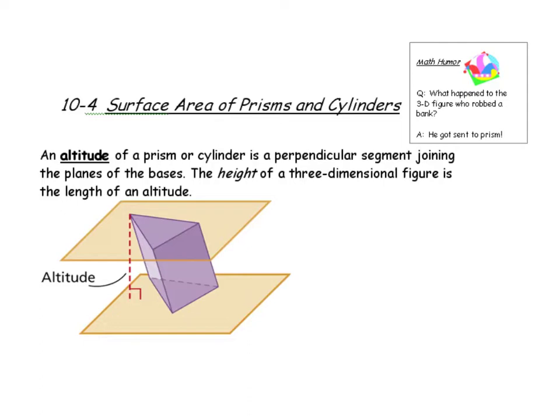All right, so an altitude of a prism or a cylinder has to be perpendicular to the segment that joins the planes of the bases. The height of the three-dimensional figure is technically the length of the altitude. So if I've got something oblique, slanted here, the height is going to be the distance between the planes that connect the two bases. So the altitude is considered the height.